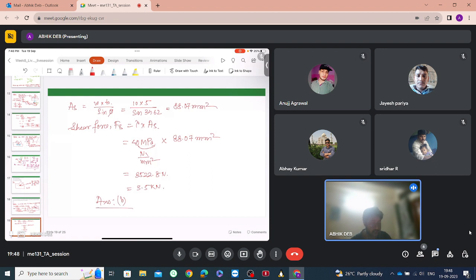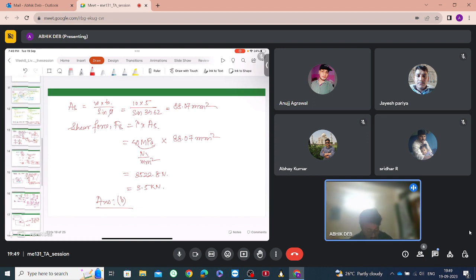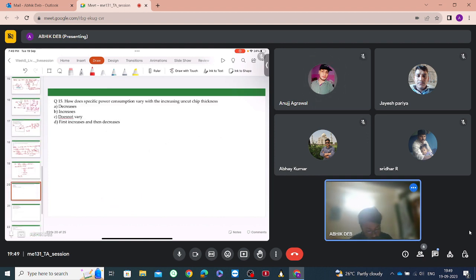So this way we can find out the shear force. This kind of numericals are pretty common in any exam, so you have to understand how to proceed. If we do not know what value to find out, do a back calculation and find out which basic value we do not know. Then you proceed. Is it clear to everybody? Yes, sir.